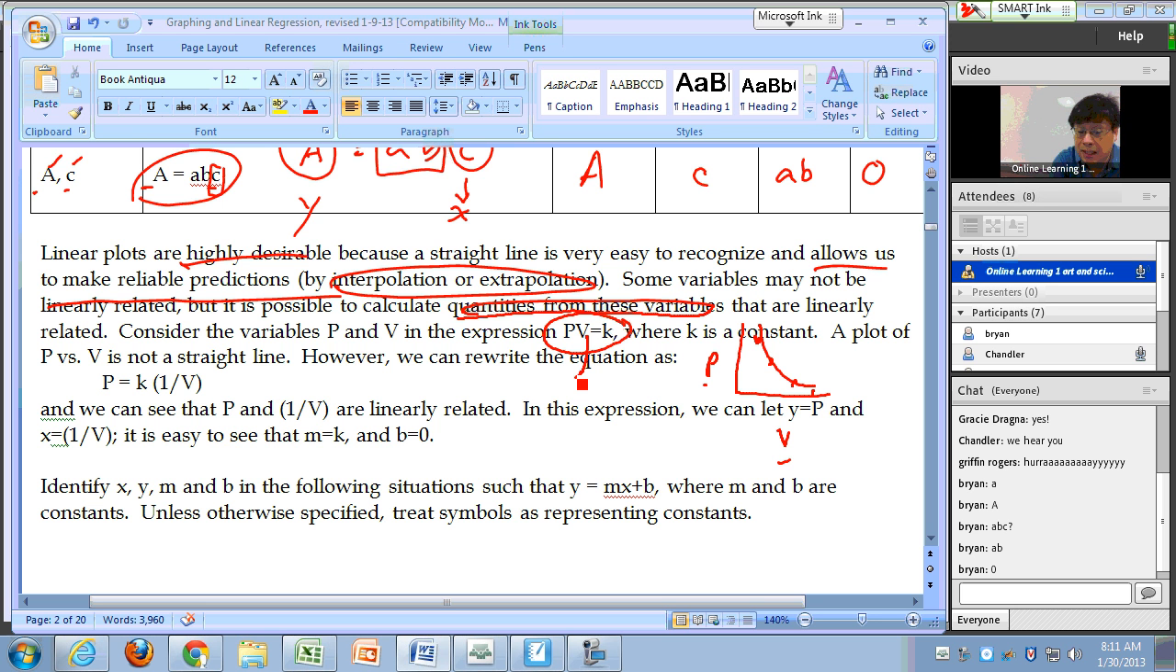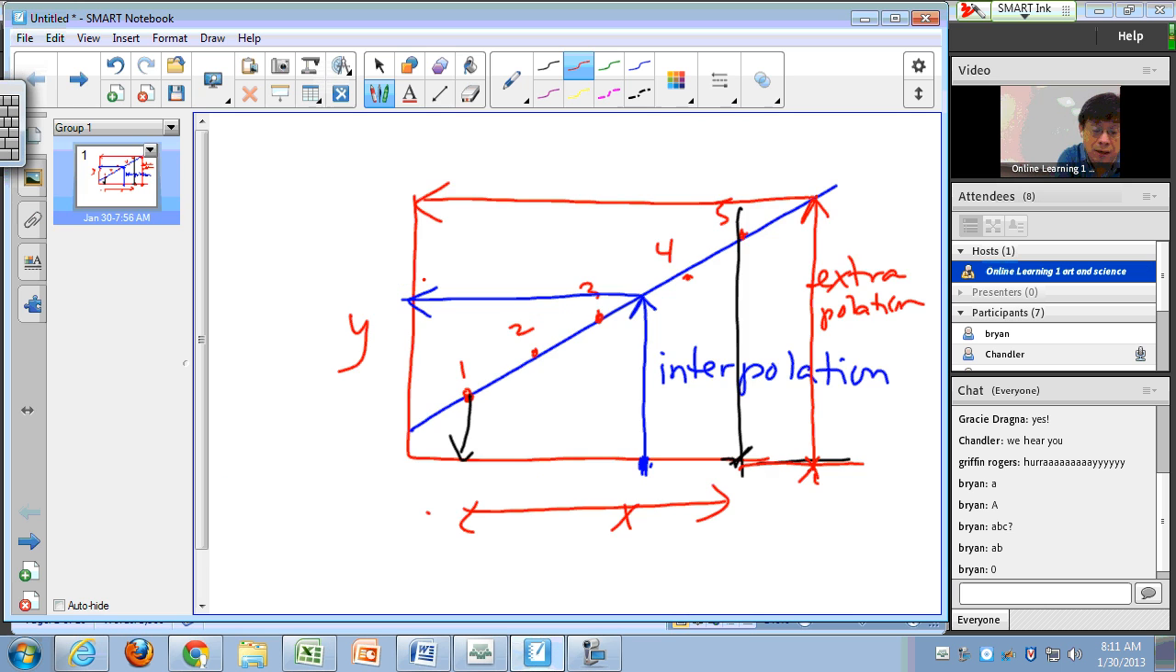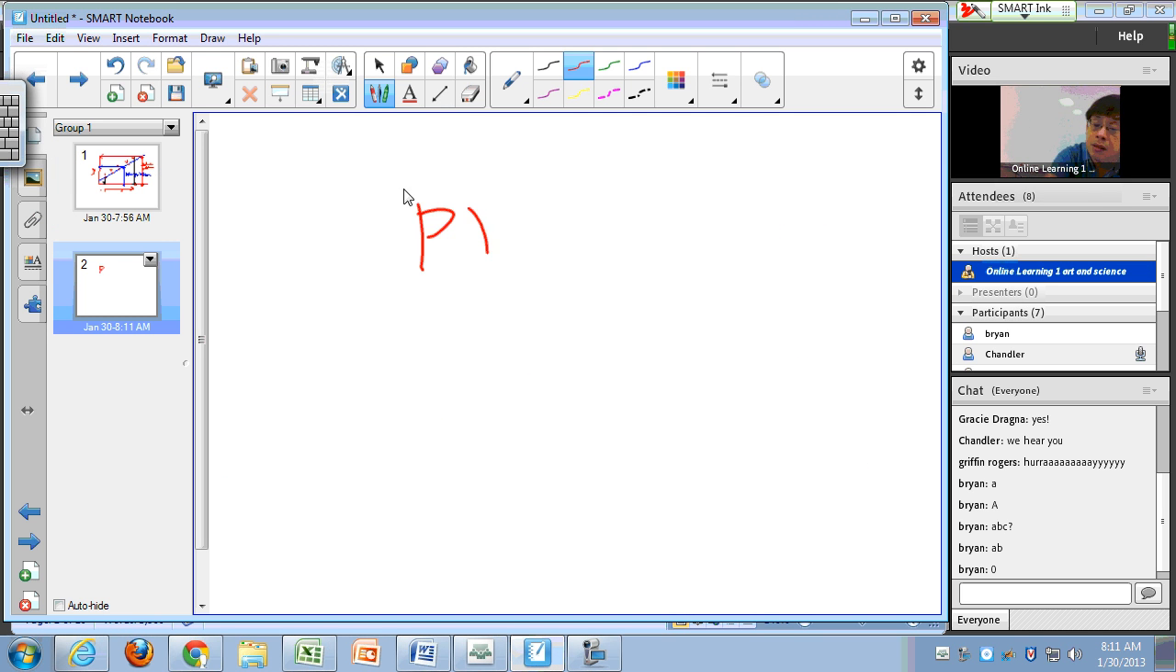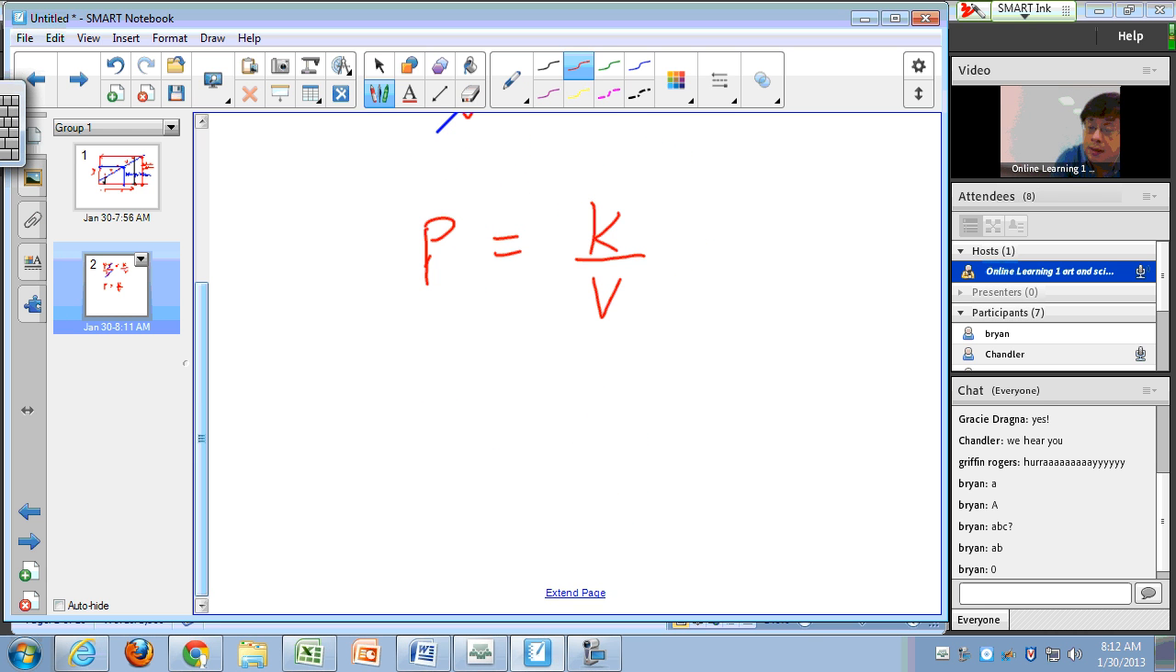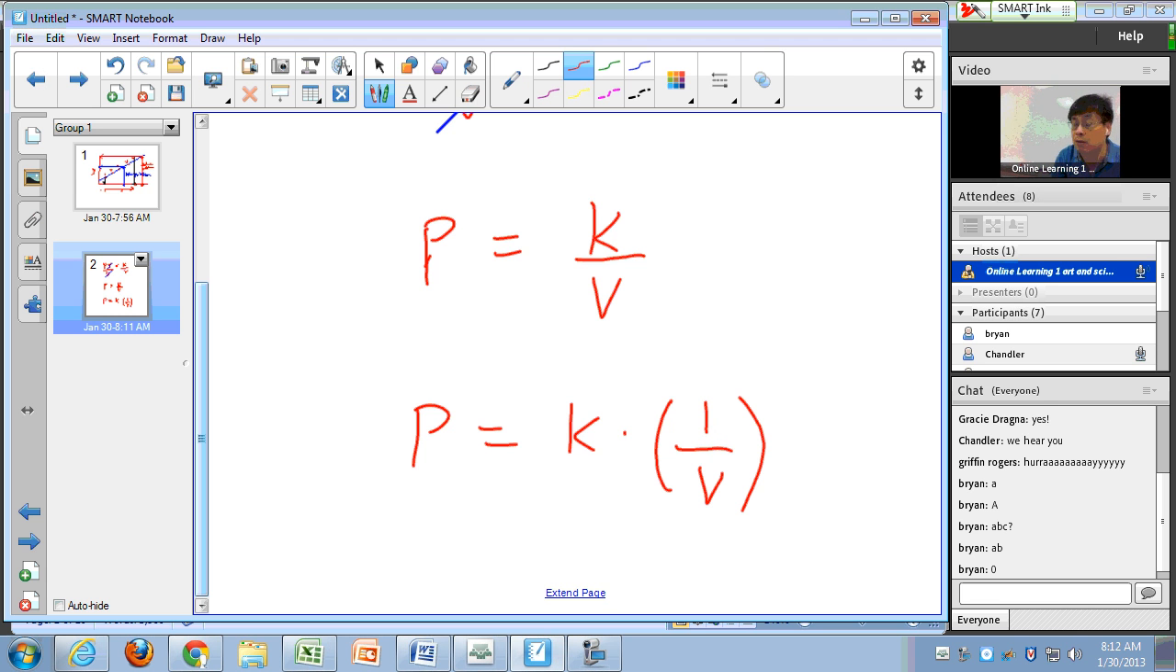So if you can see here, PV equals K. Let me rewrite that over here. PV equals K. If I divide both sides by volume, I have pressure equals K over volume. Well, I can rewrite that. I can say pressure equals K times 1 over volume. K over V is the same thing as K times 1 over V.